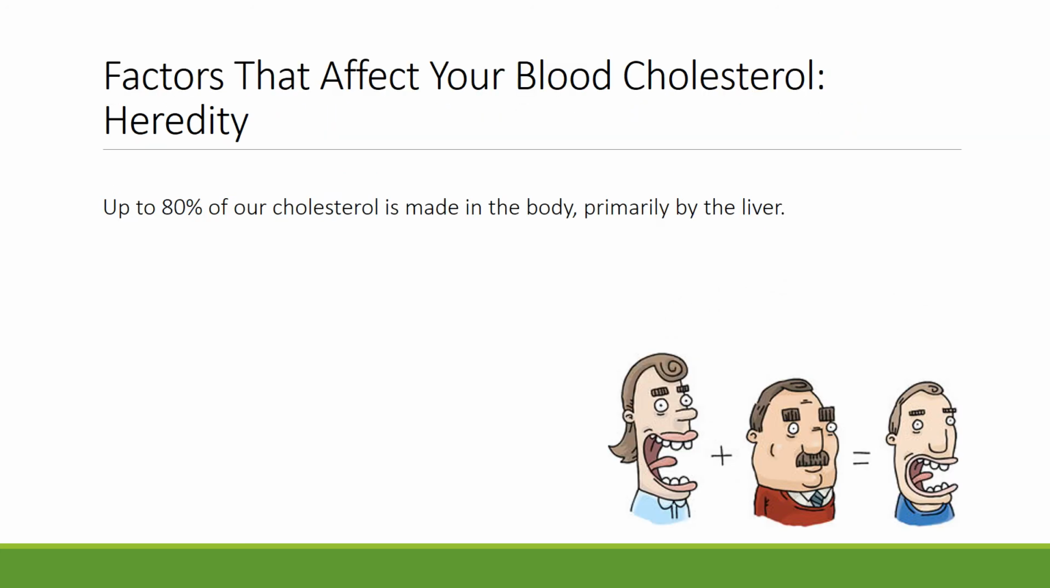Heredity can affect your blood cholesterol levels, so be sure to choose your parents carefully. We know that about 80% of our cholesterol is made in the body and primarily by the liver. The risk for high cholesterol can increase even more when heredity combines with unhealthy lifestyle choices, such as eating an unhealthy diet. Some people have an inherited genetic condition called familial hypercholesterolemia. This condition causes very high bad cholesterol levels beginning at a young age.